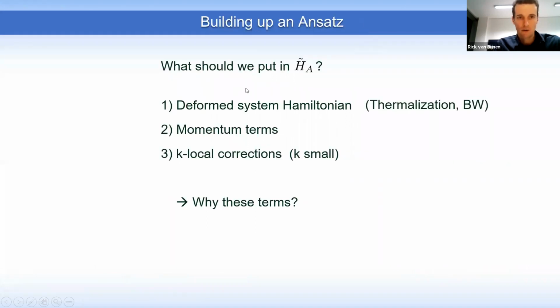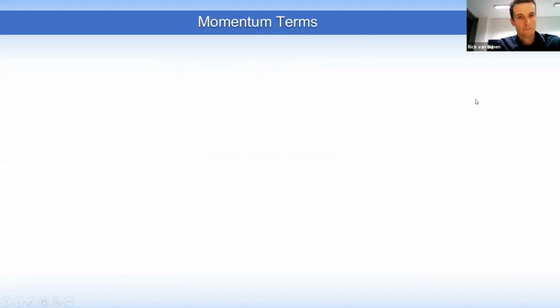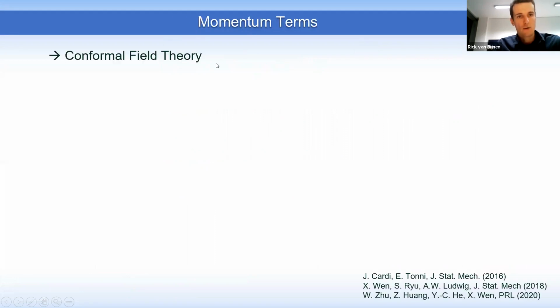Right, so we saw the first part, the deformed system Hamiltonian, is suggested by thermalization, suggested by this Bisognano-Wichmann theorem. Then the momentum terms, the second ingredient. This we took our inspiration from conformal field theory, which is basically quantum field theory at a critical point.